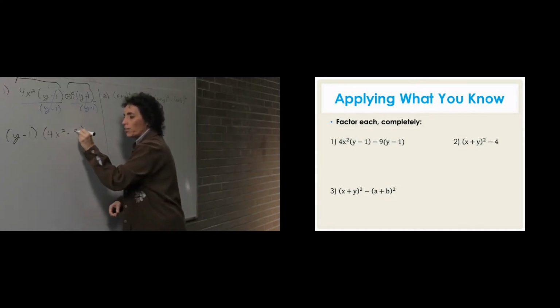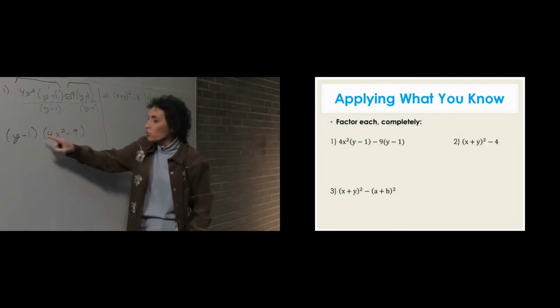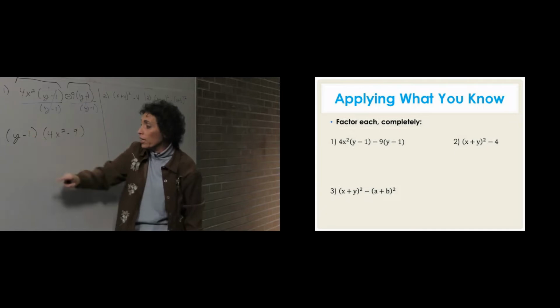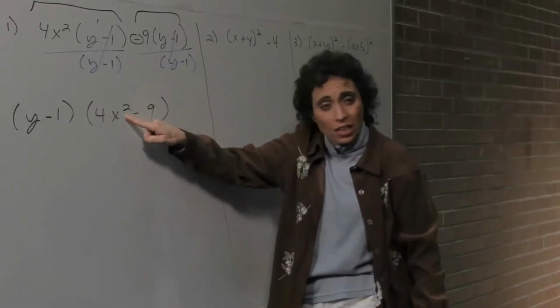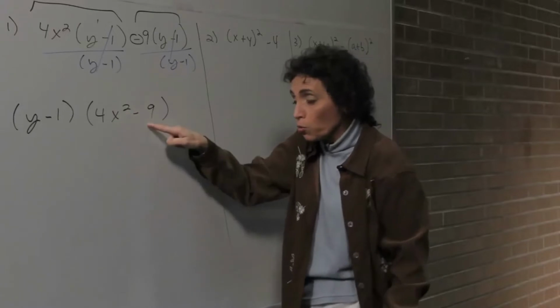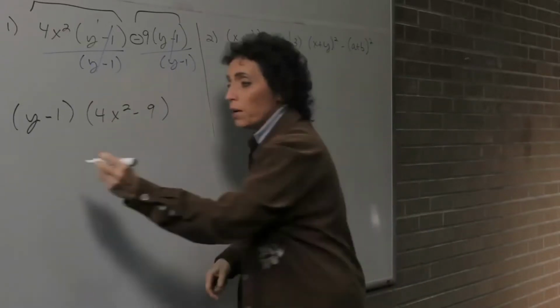4x squared minus 9. Do not walk away. We may not be done. The truth here is this is linear, so that's okay. But this here is not okay, because it's not linear. We have to check it. There are two terms. I'm going to check for the difference of two squares, and I have it. So I am not done.